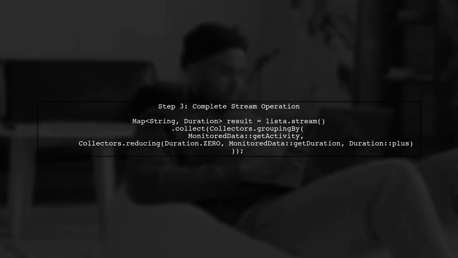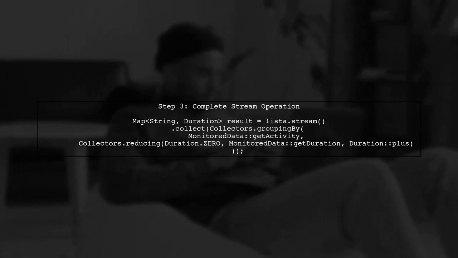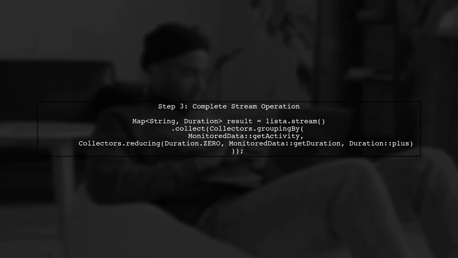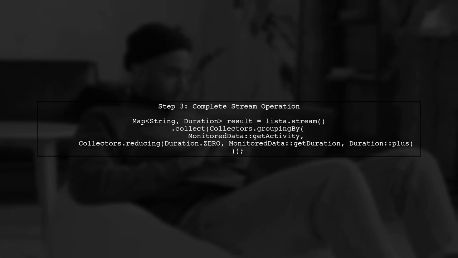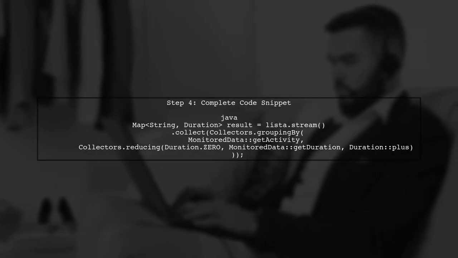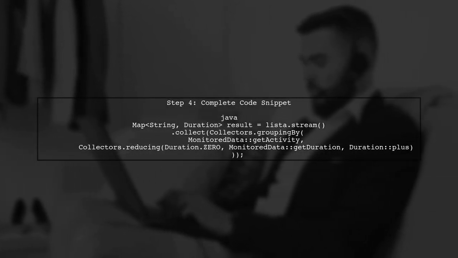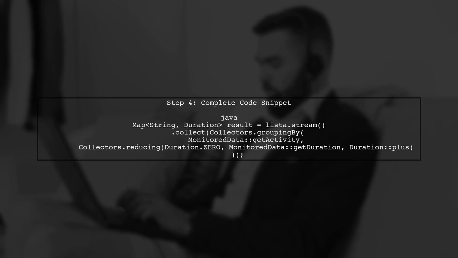Now let's put it all together in a single stream operation. We will collect the results into a map where the key is the activity name and the value is the total duration. Finally, let's review the complete code snippet. This will give you a clear view of how to implement the solution.